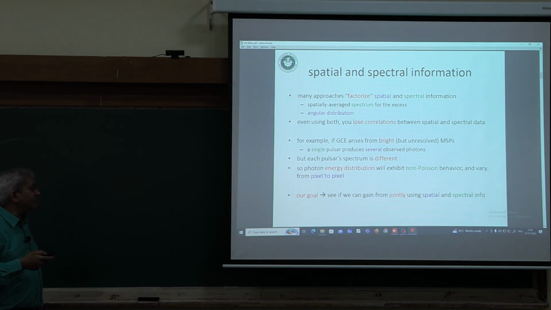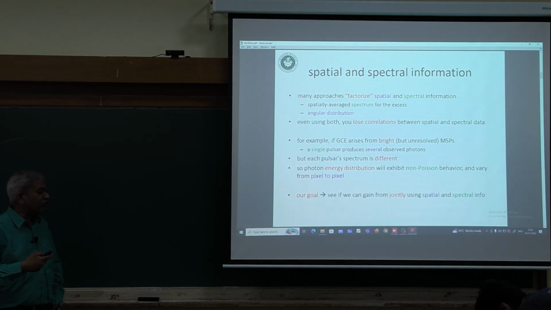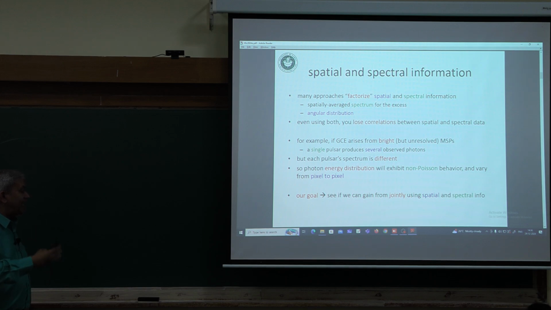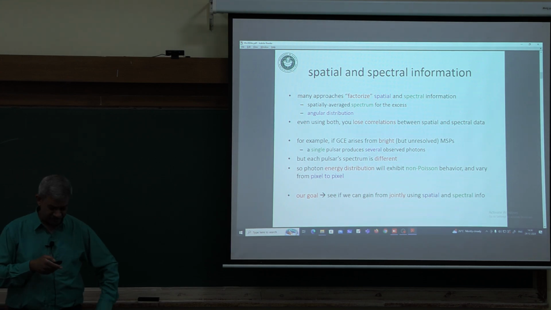And so the way this can manifest itself is in a photon energy distribution which exhibits non-Poisson fluctuations that vary from pixel to pixel. Because in each pixel, it depends on how different the spectra of the pulsars in that pixel are from what the average would be. And so our goal was to see if there's any way to gain from jointly using spatial and spectral information. Does that help us resolve the origin of the Galactic Center excess?